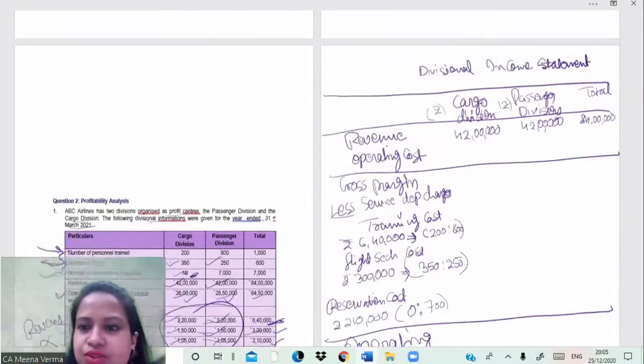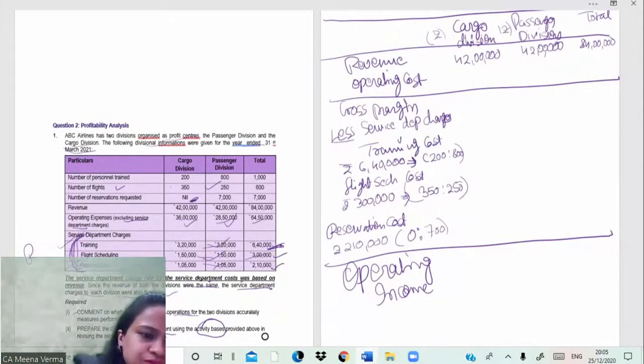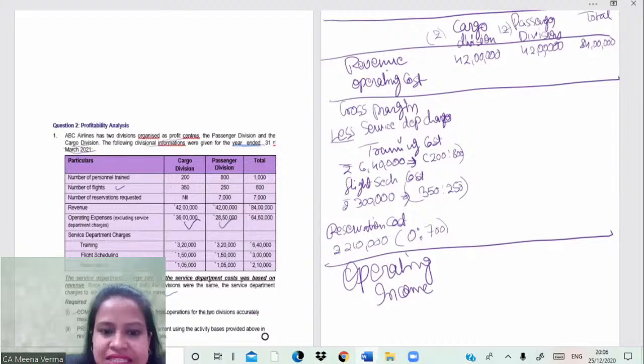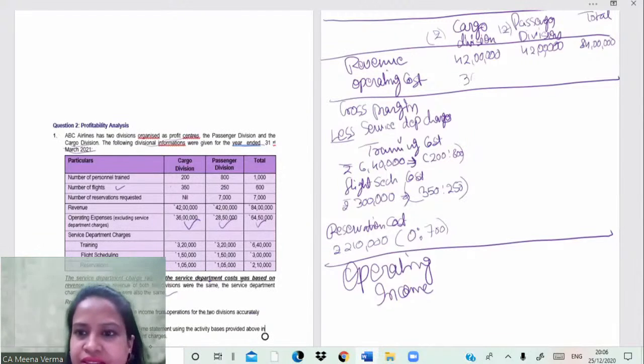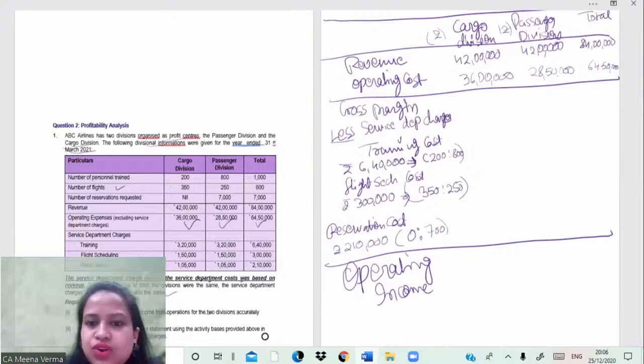So what is the operating cost here? Let me solve it. What is the operating expense? This, and this is the total value. I'm taking this value 36 lakh. At this place it is 28 lakh 50,000, and at this place the total value is 64 lakh 50,000. After this, you will get the gross margin value, which is 42. No, not this. 6 lakh.